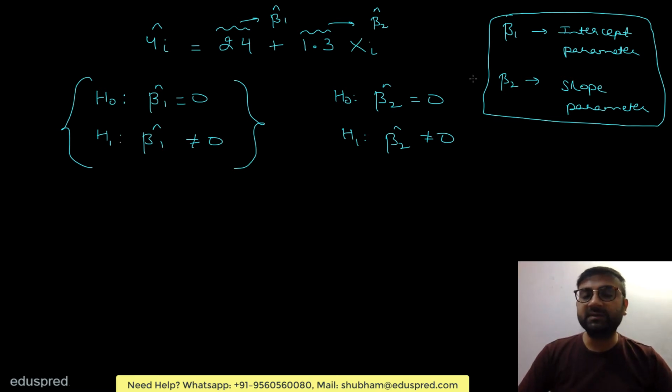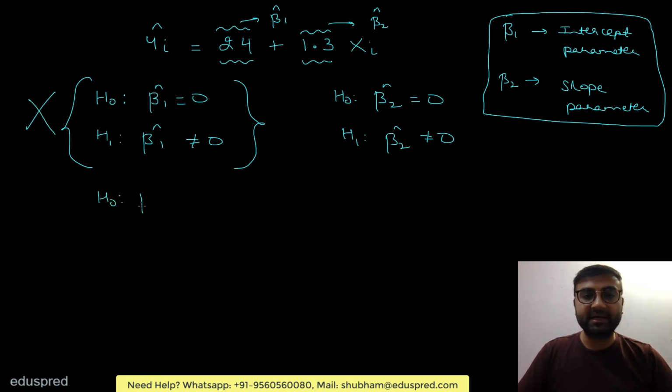Now when we work with beta 1 hat and beta 2 hat, you already know the values of beta 1 hat and beta 2 hat. So when you already know these values, why would you hypothesize about them? We never write the null hypothesis and the alternative hypothesis on the estimators. Whenever you are writing the null hypothesis and the alternative hypothesis, you have to make sure that you are writing these on the population parameter. So this is absolutely wrong.